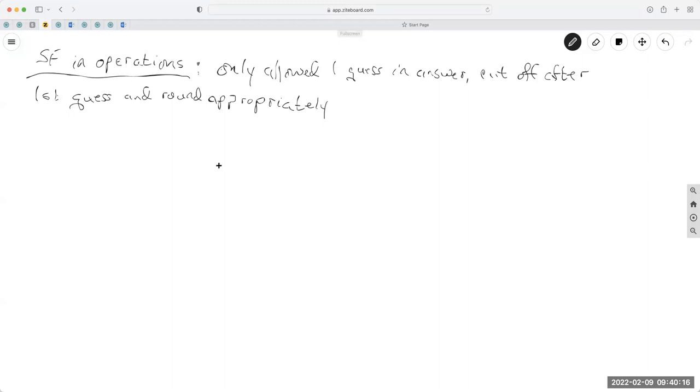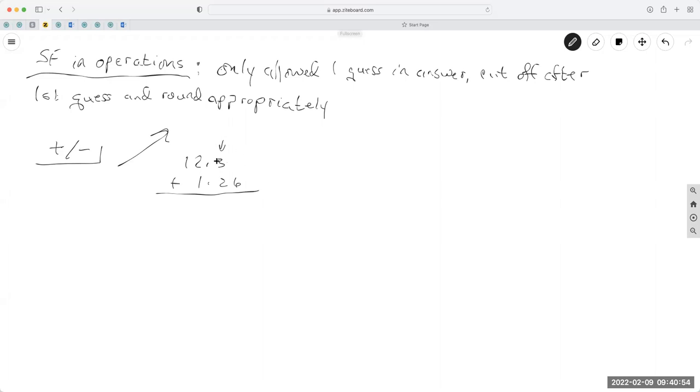All right, so the two types of operations we're going to deal with are addition and subtraction, and multiplication and division. When you add and subtract, what you're going to do is line up the numbers, find the first guess, and cut it off after the guess. So for example, if I have 12.3 plus 1.26, when I add these numbers together, that three on the 12.3 is a guess.